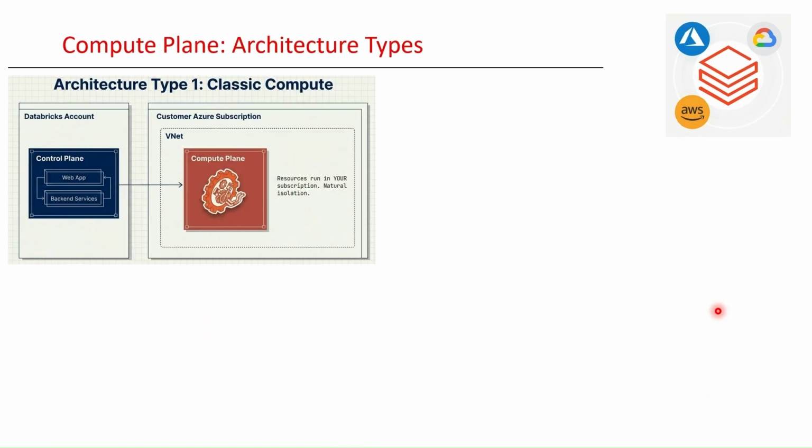So here is another slide talking about details of the compute plane. One architecture type is where your compute plane sits in your Azure subscription. The resources run in your subscription, with natural isolation. You manage your compute. That's the compute plane, one architecture type.